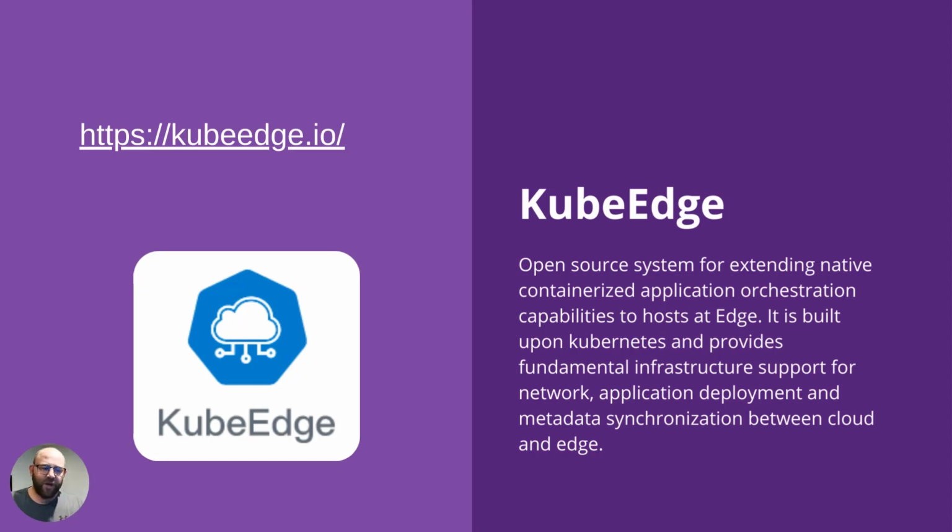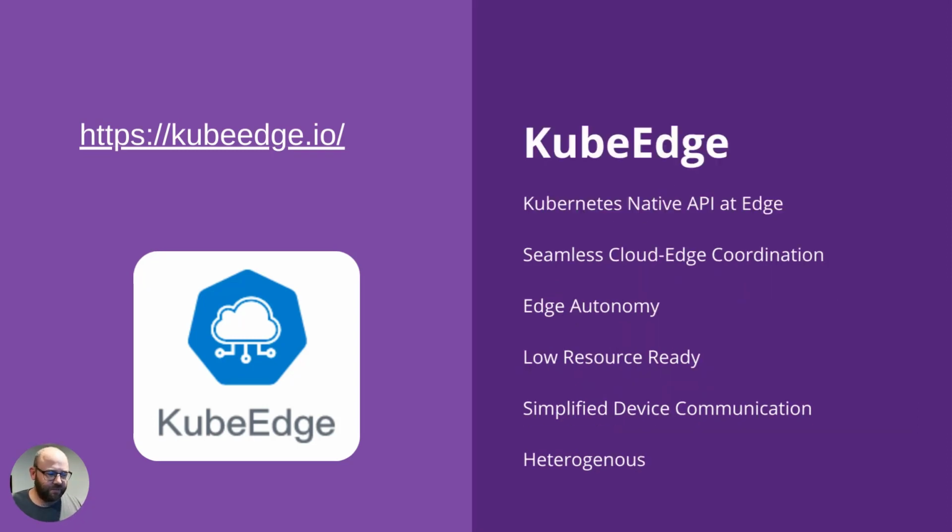So, but if we look at KubeEdge, an open source system for extending native containerized application orchestration capabilities to hosts at the edge. It is built upon Kubernetes and provides fundamental infrastructure support for network, application deployment and metadata synchronization. So very, very different in contrast to what we mentioned. And I think if we go back to that original description, both of the projects that we're showing don't really add up to that automation provisioning description that I mentioned.